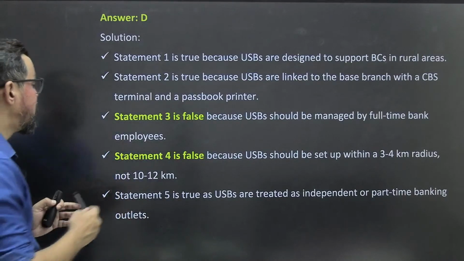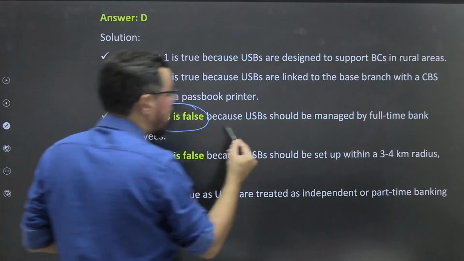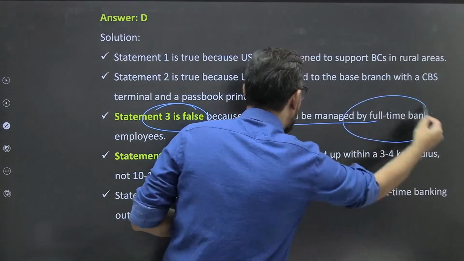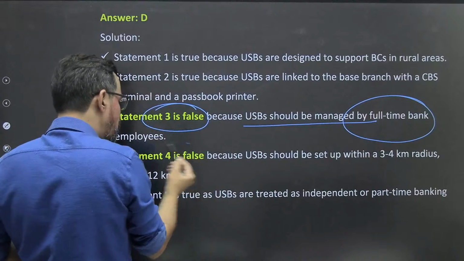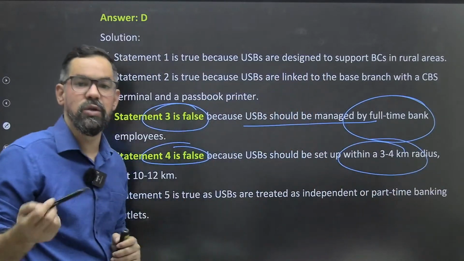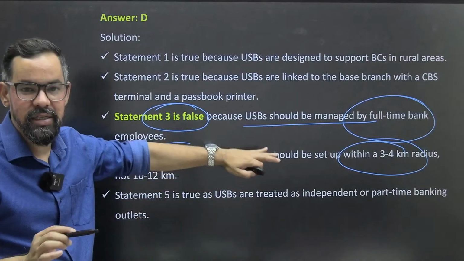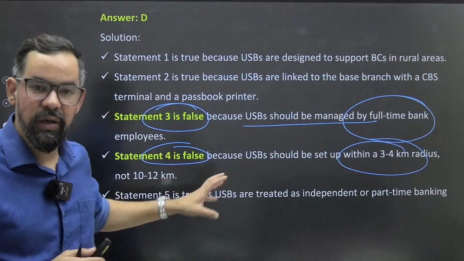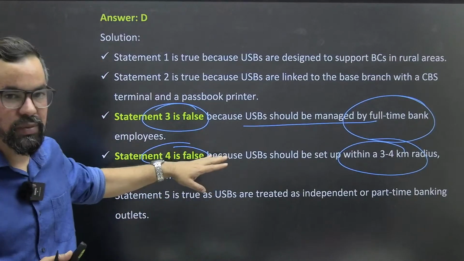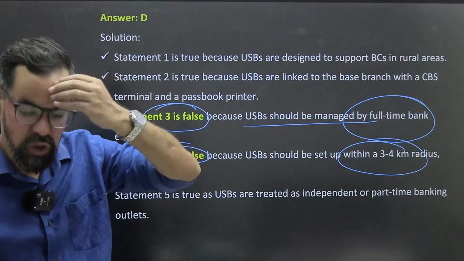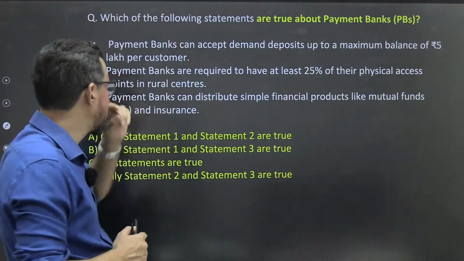Chalo. So the third statement was false because USBs should be managed by full-time bank employees. The fourth one was false. It is within a 3 to 4 kilometer radius, not 10 to 12. It is as per guidelines. I was also very doubtful about this distance, then I cross-checked, and it is actually 3 to 4 kilometers, not 10 to 12 kilometers. All right. Next question, guys.